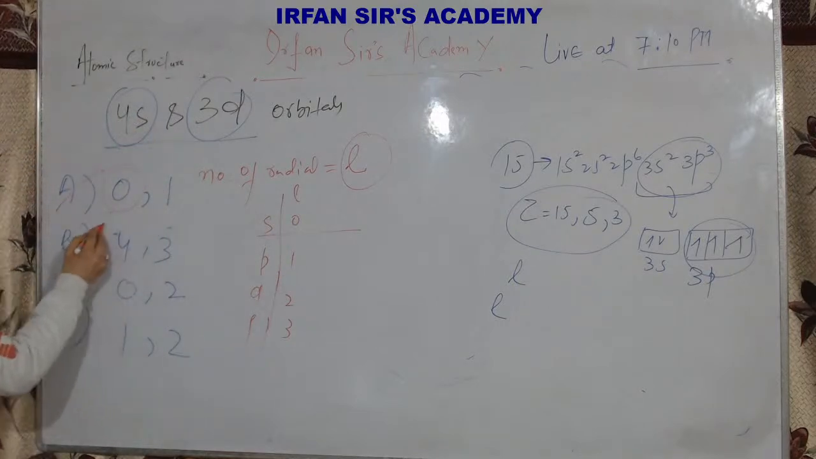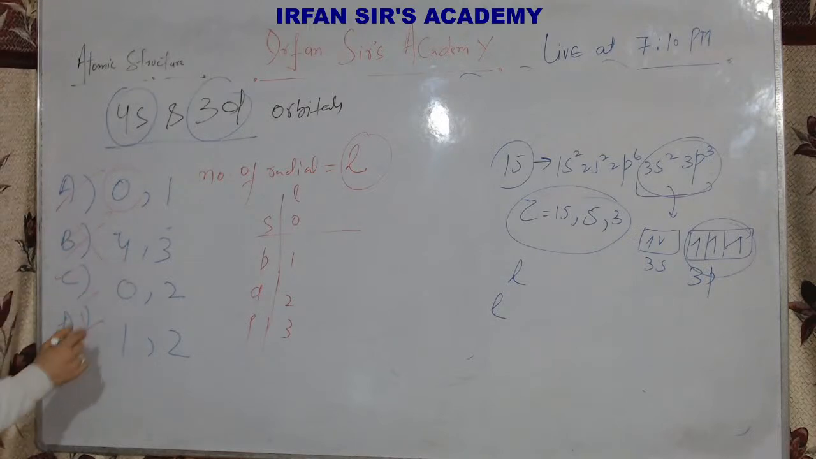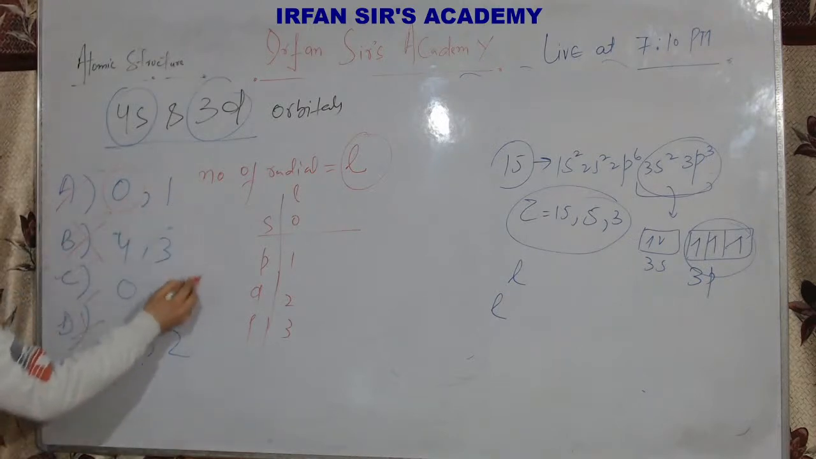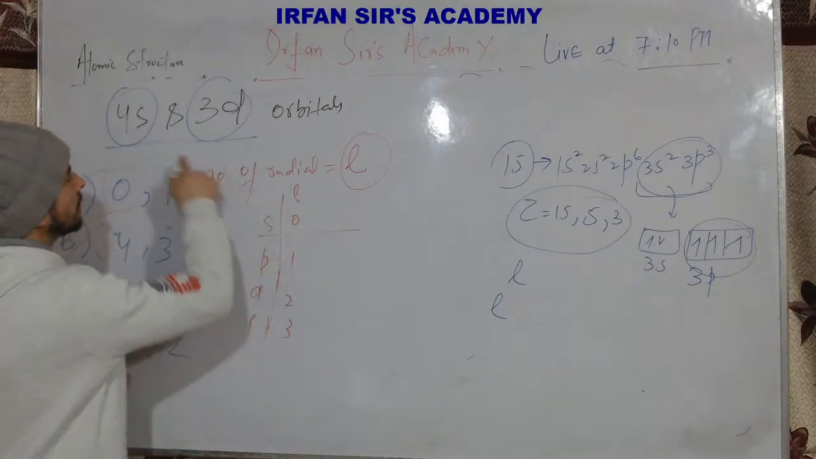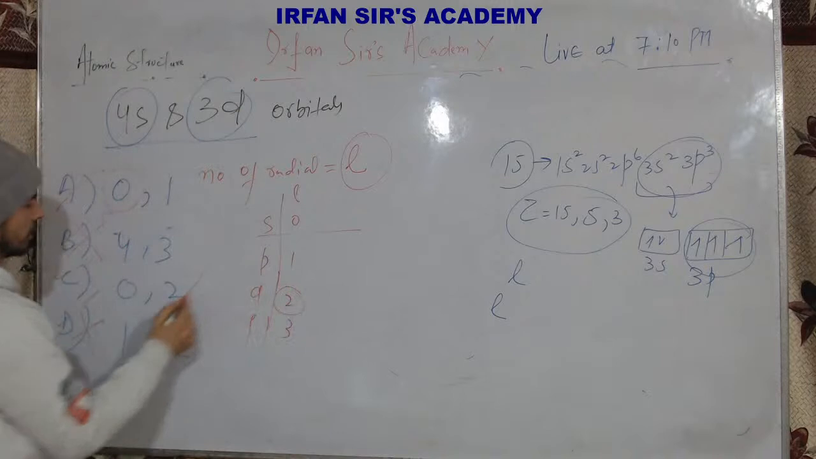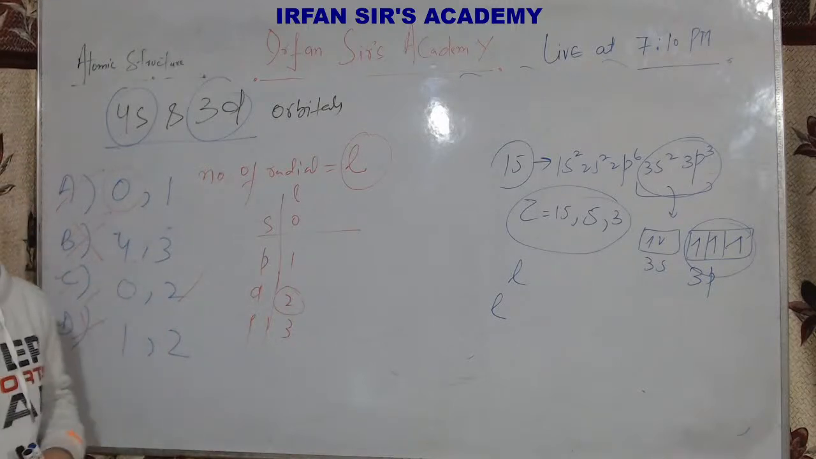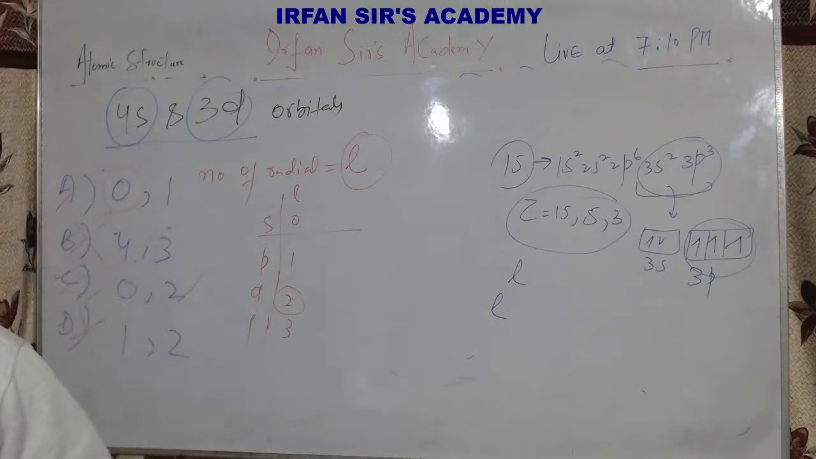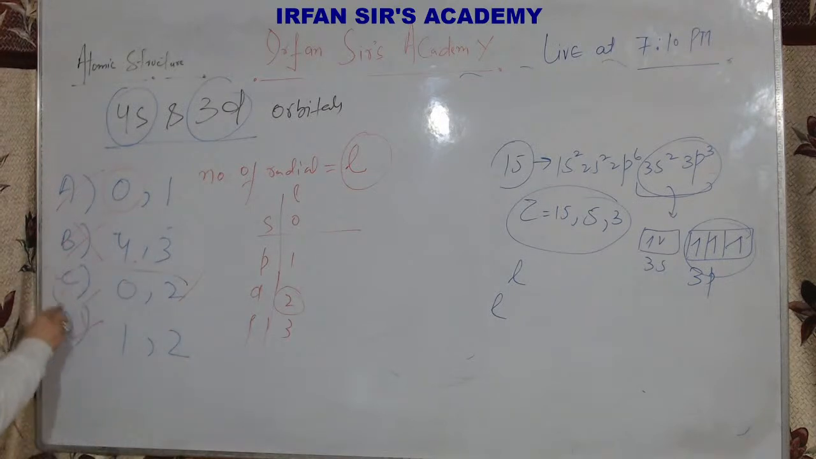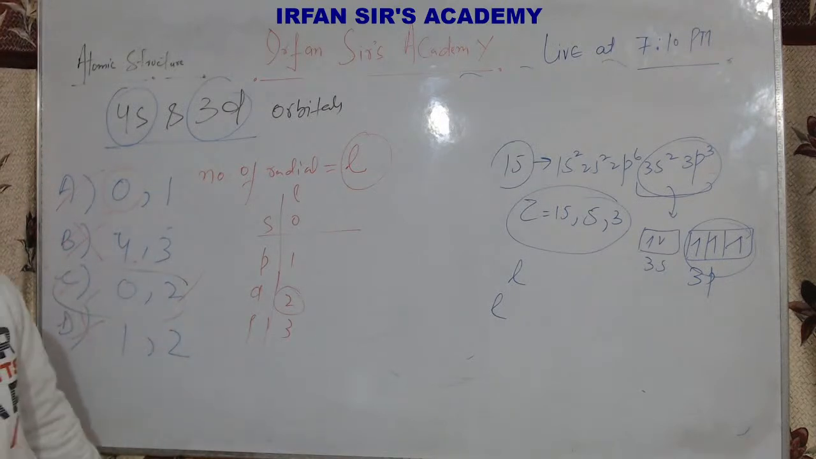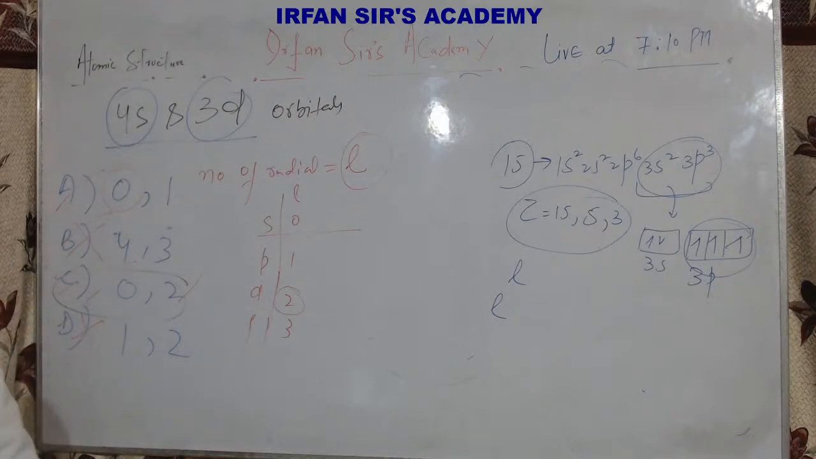It means option B and option C are incorrect. Now the race is between option A and option B. The value of L for the d orbital is 2. It means option C is the right answer. It's not 3, 0, it's 0, 2. I hope it's clear.